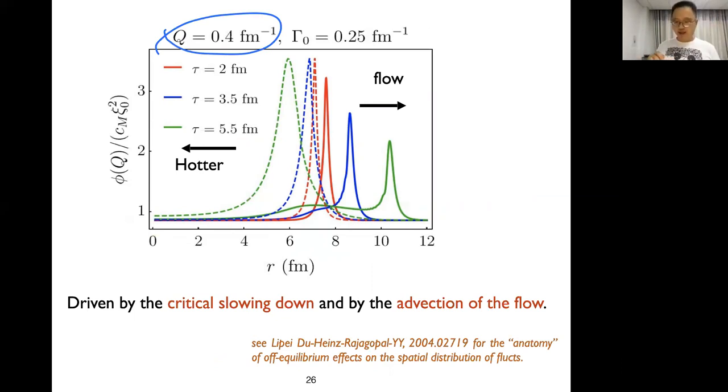And in the dashed curves, we show the equilibrium values at several snapshots. The red one is very early time, the blue one is an intermediate time, and the green one is a little bit later time. What we can see is that the peak of the fluctuation is moving inward, because in our models, the center of the fibroid is hotter, so the inner region reaches the critical point at a relatively later time.